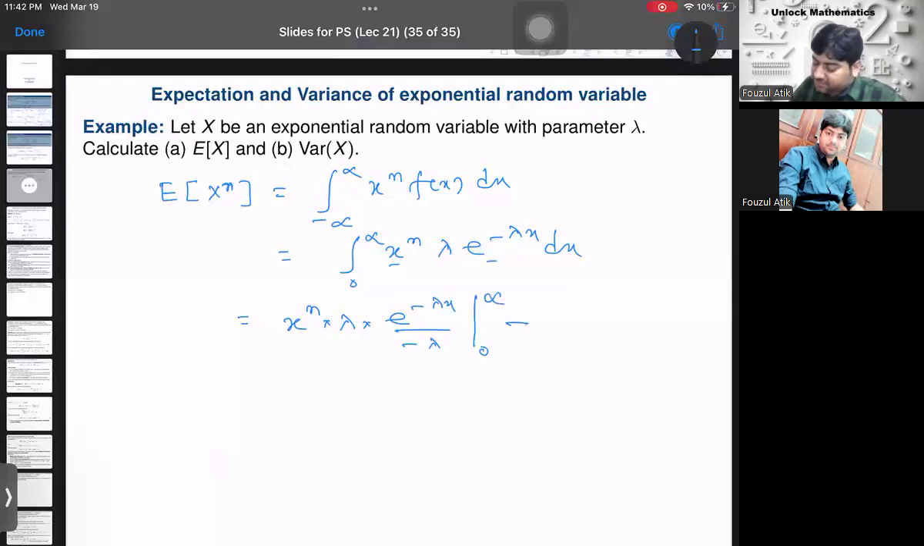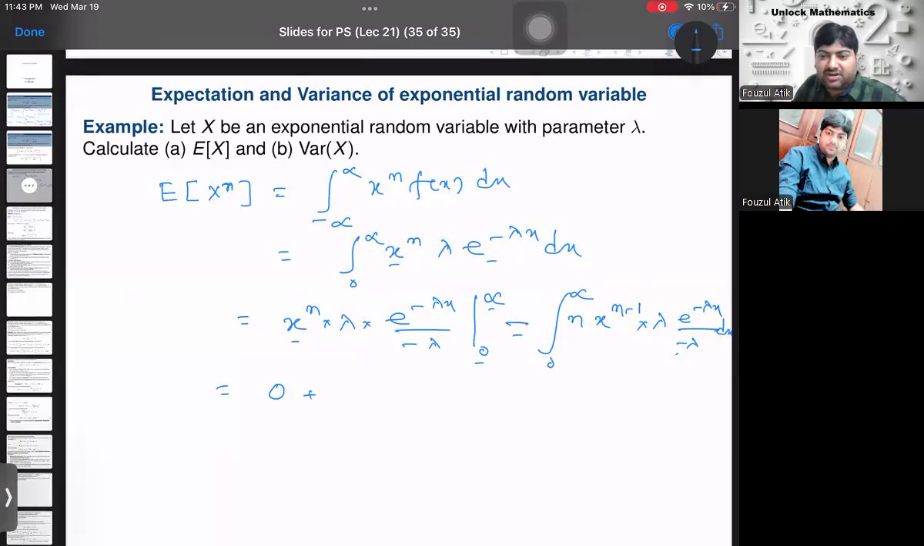Then minus integration 0 to infinity of the derivative of x to the power n, which is n x to the power n minus 1, into the integration of this part, which is lambda into e to the power minus lambda x by minus lambda dx. Now if you put the infinity limit here, e to the power minus lambda x gives you 0. If you put the 0 limit here, x to the power n gives you 0. So 0 minus 0, this part is actually 0. Correct? And one minus sign is here, one minus sign is here, so this will become plus.